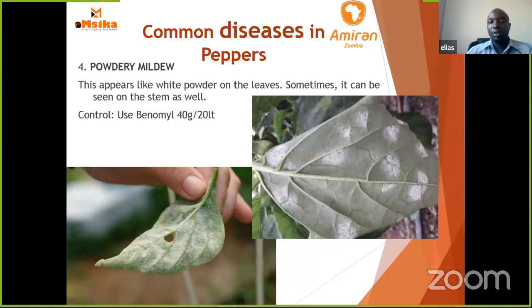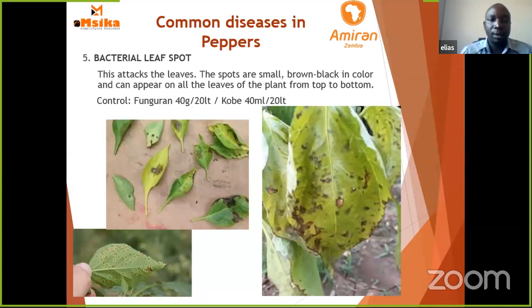At the early stage, you may not be able to notice the effect that it has on the crop, but as time goes on, the leaves will start turning brown and drying. When the leaves have dried up, there's no food being manufactured for the crop to be sustained, as well as for growth and for productivity of the fruits. So the control for this kind of disease is benomyl. The other trade name is Match. Then you'll be able to control this disease.